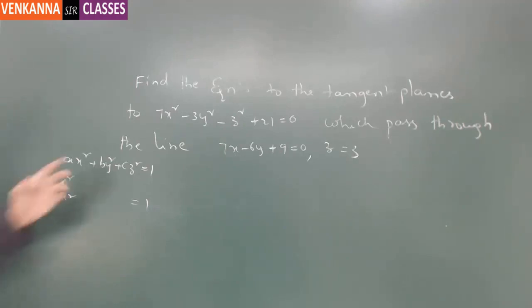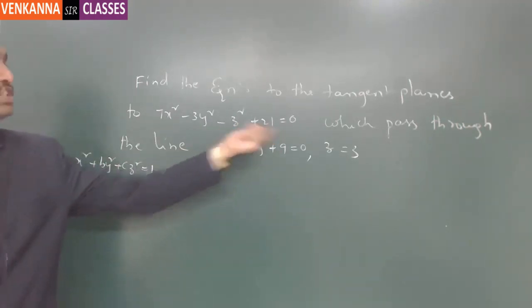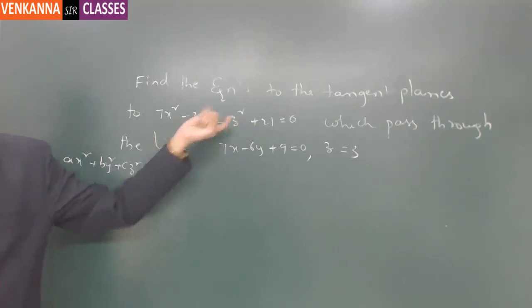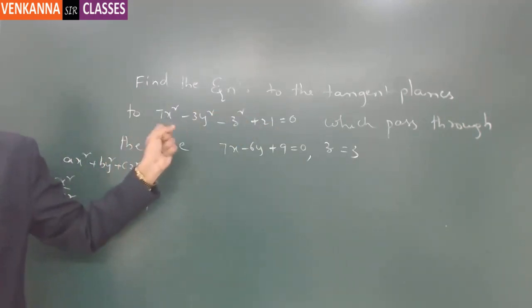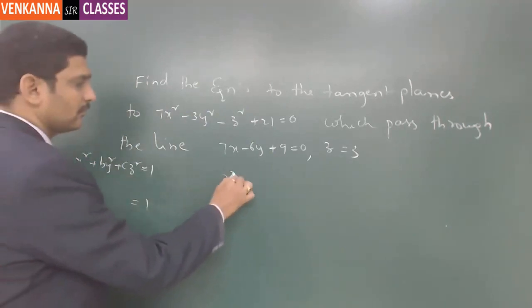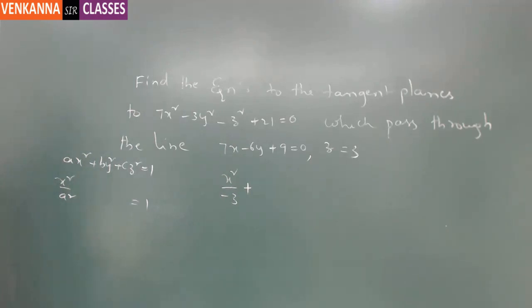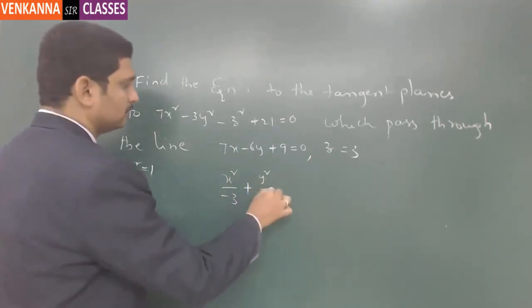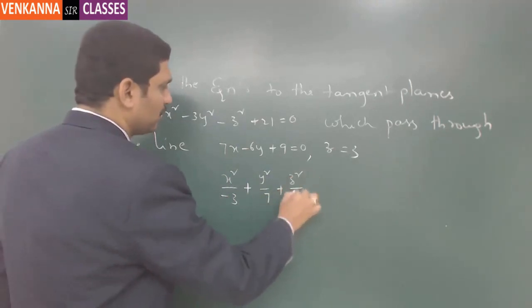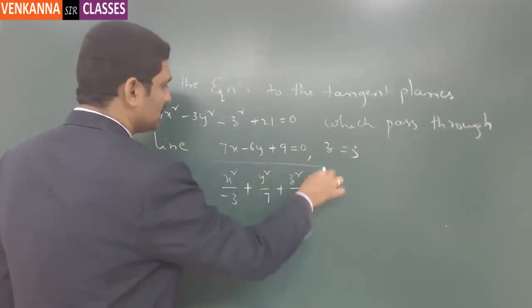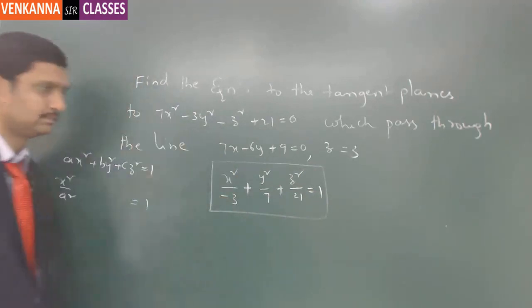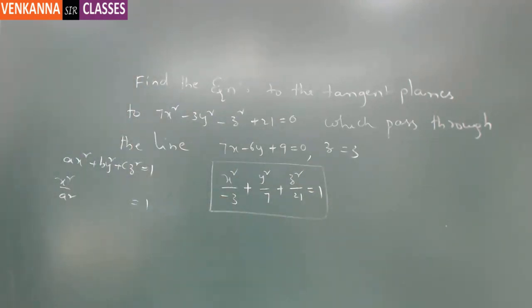So what happens here? I will divide with the constant 21 and take the constant to the right hand side. So the result is x square by minus 3 plus y square by 7 plus z square by 21 is equal to 1. This is the standard form. Clear now? How have I written it? By dividing with the constant.